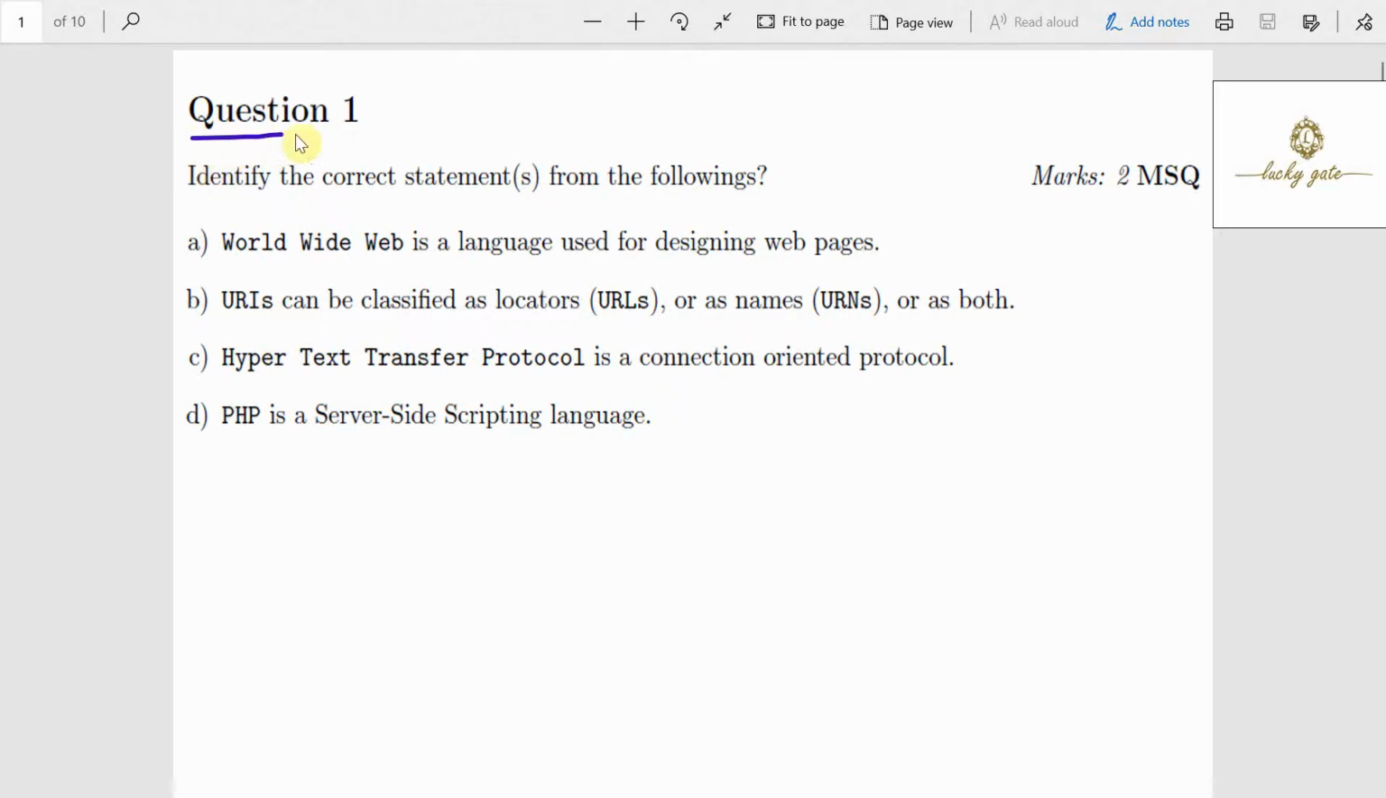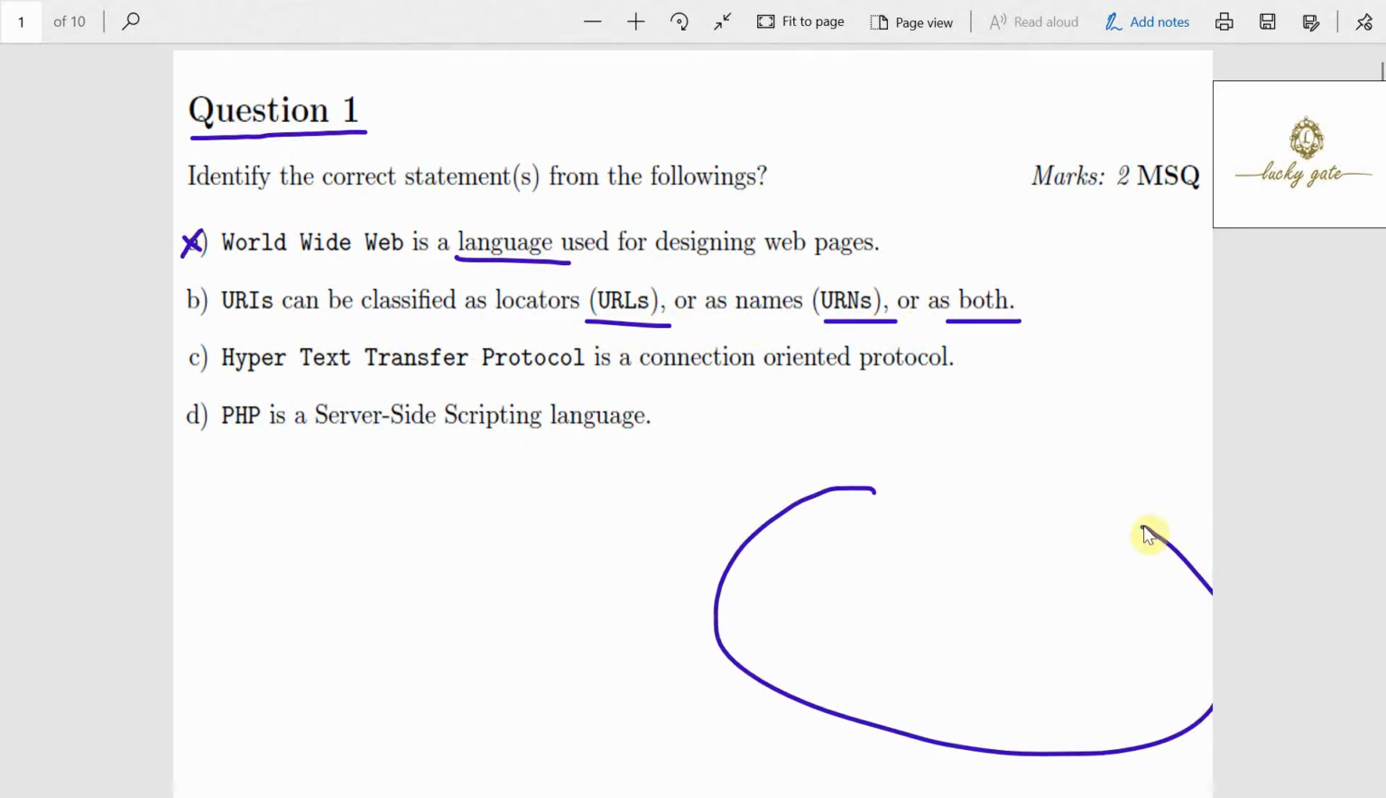Now coming to question number 1. Question is identify the correct statements from the following. Option A given, World Wide Web is a language used for designing web pages. Actually, what is World Wide Web? It is a distributed information system based on the hypertext. It is not a language. So option A is wrong.